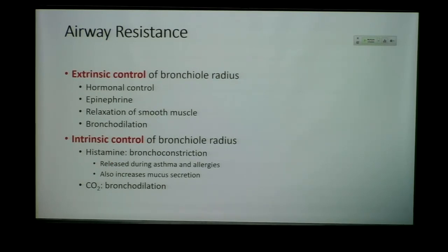And then, as we mentioned earlier, we have carbon dioxide as a local mediator here, and that will bring about bronchodilation. So if you've got excess carbon dioxide, that is an indicator of increased metabolic activity, and so we need to bring more oxygen in to match that demand, okay? All right, any questions?